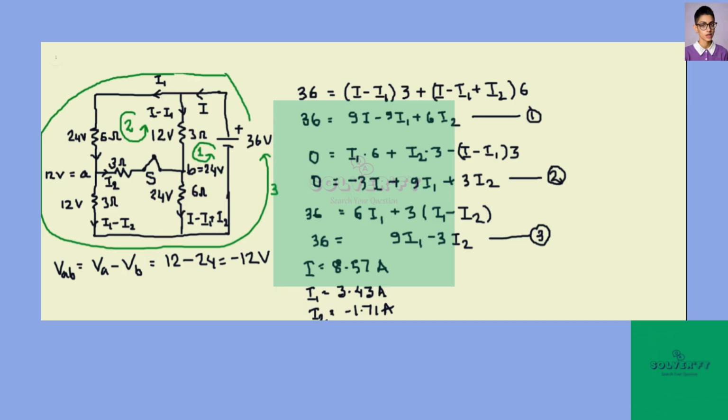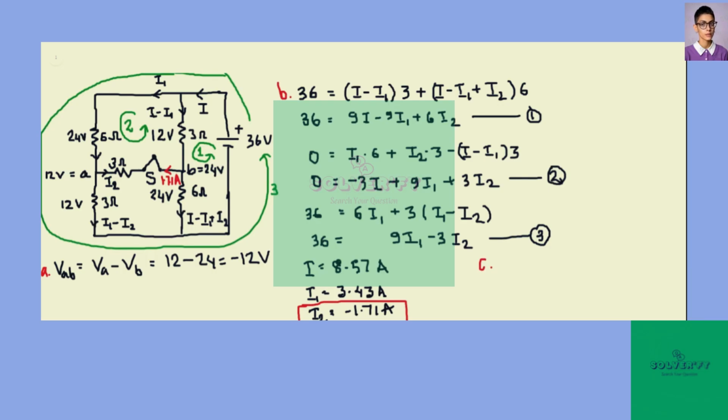So according to the question, we are asked to calculate the current flowing through S. So the current flowing through S is I2, and that is equal to, in this way, 1.71 ampere, right? So this gives me the solution to part B of the question. So this was part A. Now this whole can be for part B.